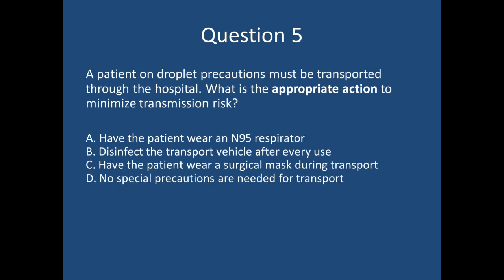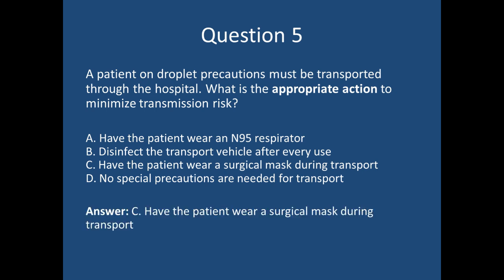Question number 5. A patient on droplet precautions must be transported through the hospital. What is the appropriate action to minimize transmission risk? A. Have the patient wear an N95 respirator. B. Disinfect the transport vehicle after every use. C. Have the patient wear a surgical mask during transport. And D. No special precautions are needed for transport. And the answer is C. Have the patient wear a surgical mask during transport.